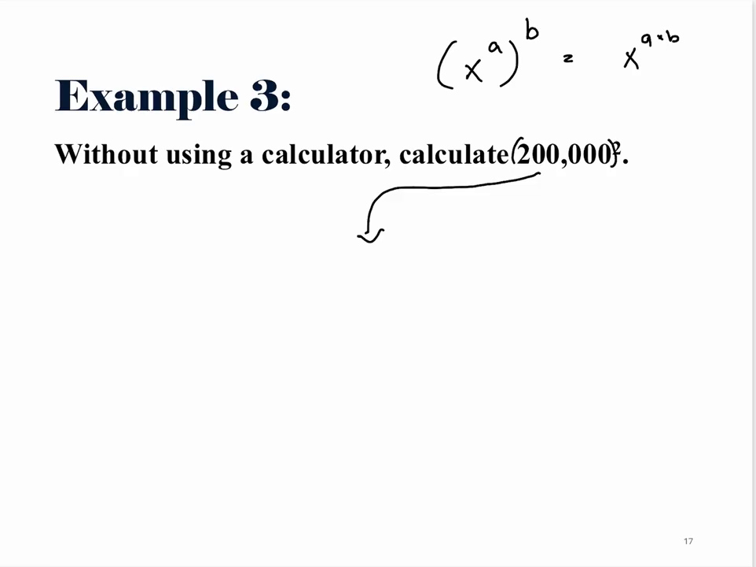So 200,000 is what in scientific notation? 2 times 10 to the 5th, right? And then all of that gets squared.